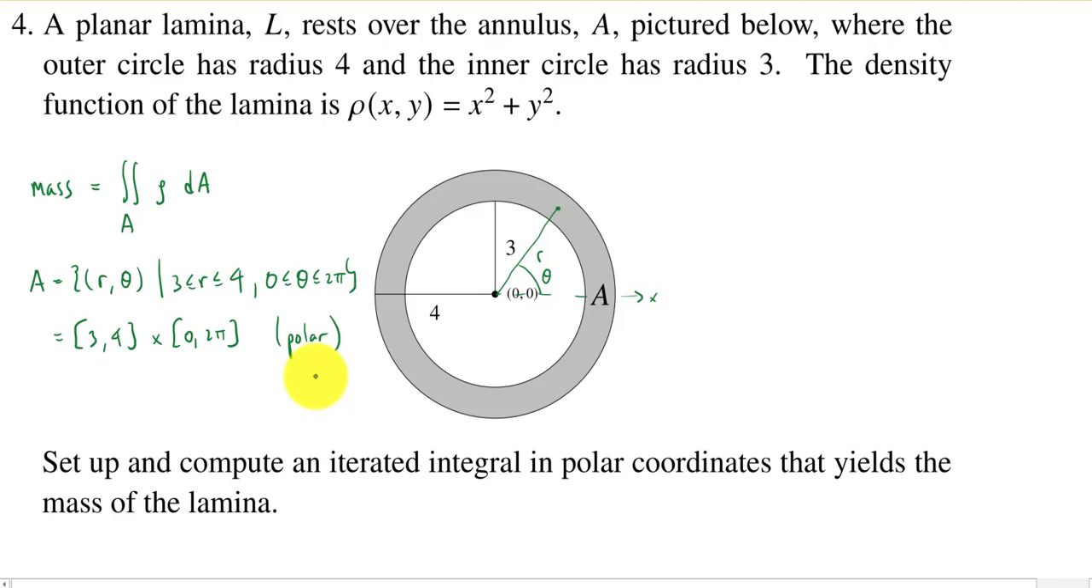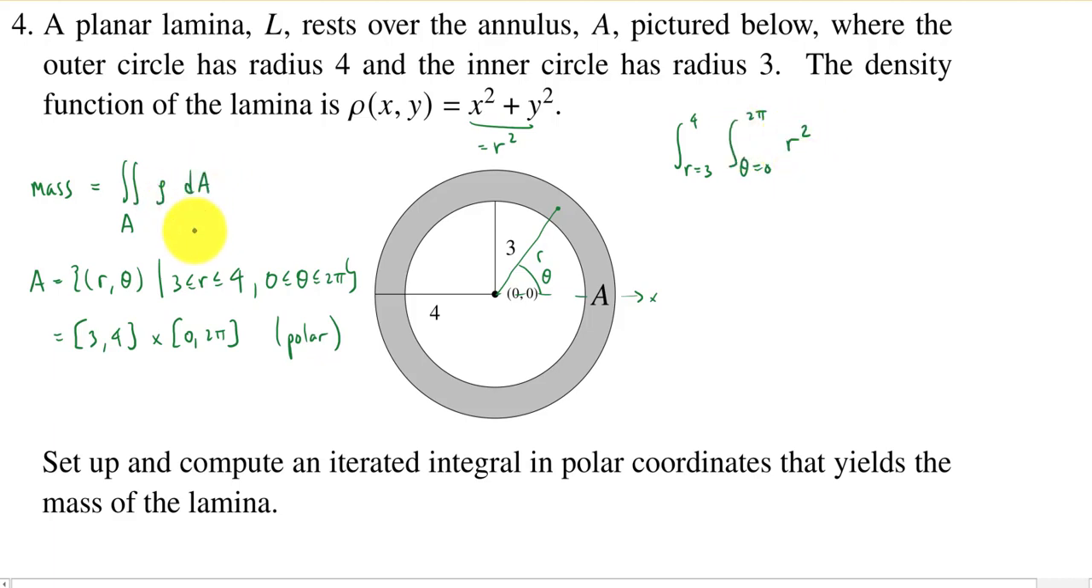All right, well, now we can actually set up our integral. So let's say we'll do the r's first. R goes from 3 to 4. Then we'll do our thetas. Those go from 0 to 2 pi. And now we need our rho. Okay, our rho is x squared plus y squared, but that's given in rectangular coordinates. So we need to put this into polar coordinates. But x squared plus y squared, that's a great one, right? X squared plus y squared is equal to r squared, right? That's the distance from the origin, really. At least the square of the distance from the origin. So I can put an r squared in here for my rho.